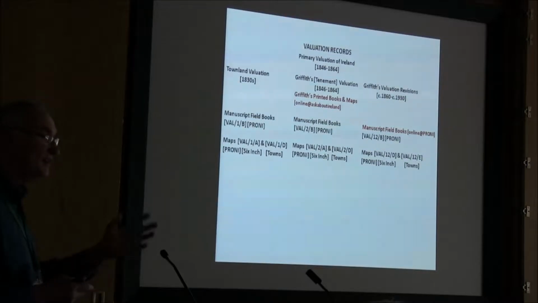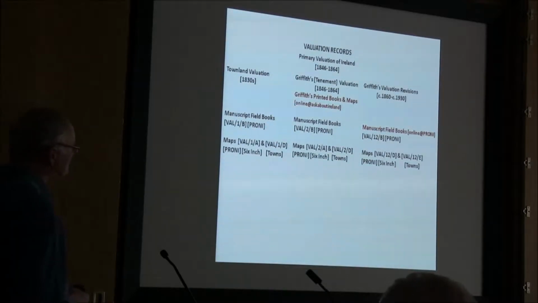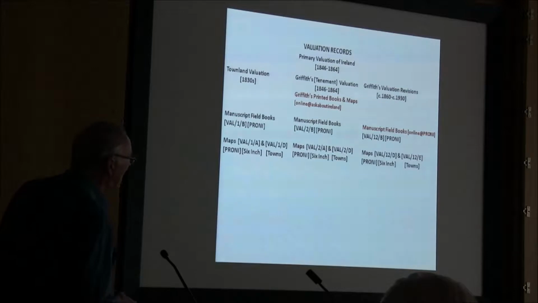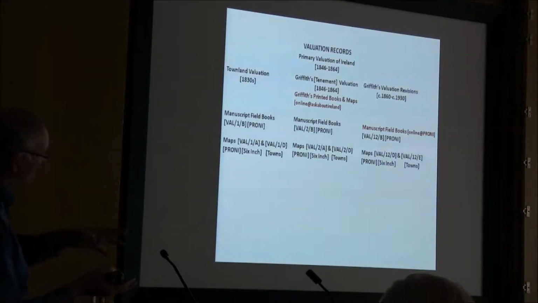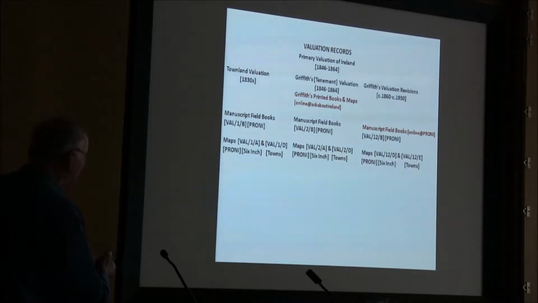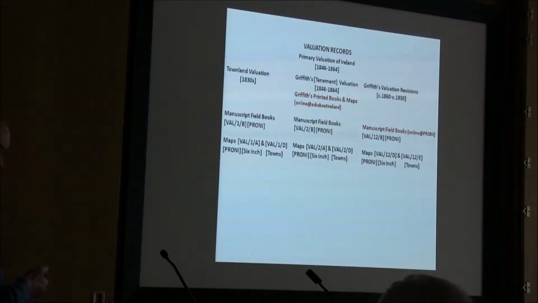I can sit at home and do it in a couple of minutes. They are Val 12Bs, and again there are maps associated with them, Val 12D and Val 12E. PRONI 6-inch and towns. Those are only available in PRONI. All that stuff there in black is available in PRONI. I just want to take that on a wee bit further now.